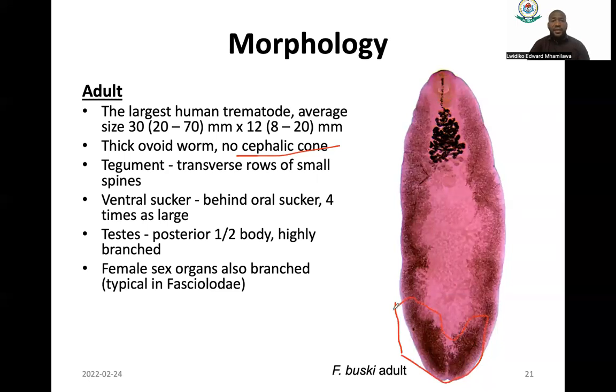And then you have female sex organs that are branched. So here, these are the branches of the female sex organs. You can appreciate the way they're branched like that, right? So this is the morphology of the Fasciolopsis buski adult.